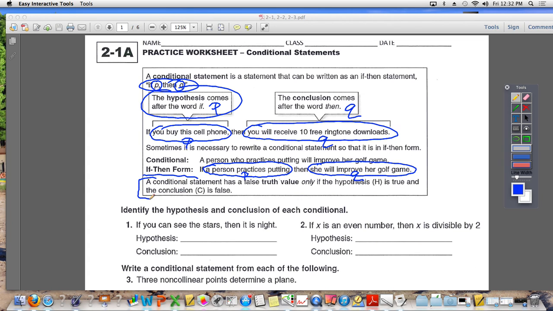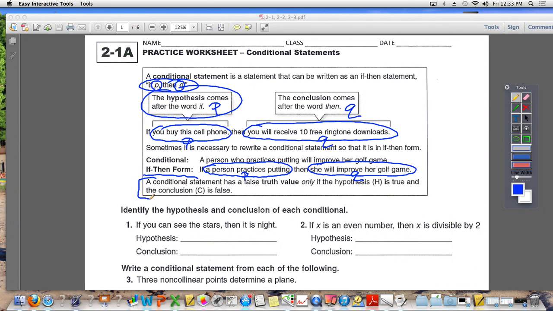So, for example, let's say that you buy a cell phone, but you don't get the 10 free ringtones. Is that a true statement then? No. You bought the phone, but you didn't get what you were supposed to get. Therefore, this is called a false statement. Make sense? All right. What about, let's say that you practice putting, but you don't get better at your golf game. Then that is what kind of statement? A false statement. But if you practice putting and your golf game gets better, then that's called a true statement. Right, Anthony? Okay, Kevin, right?